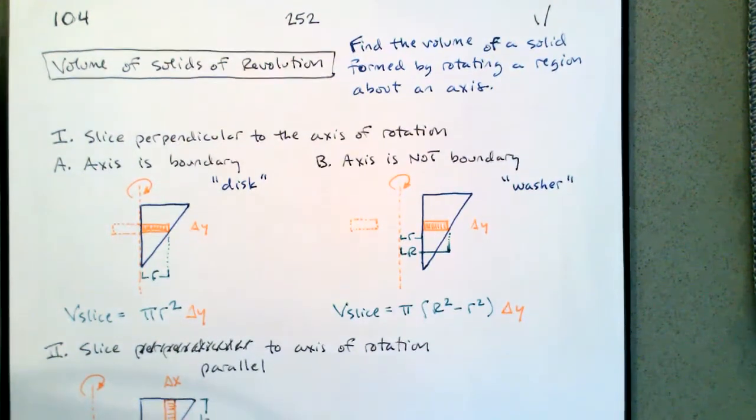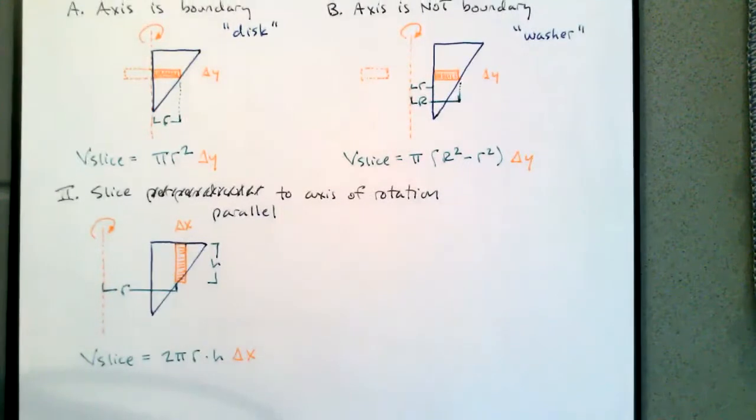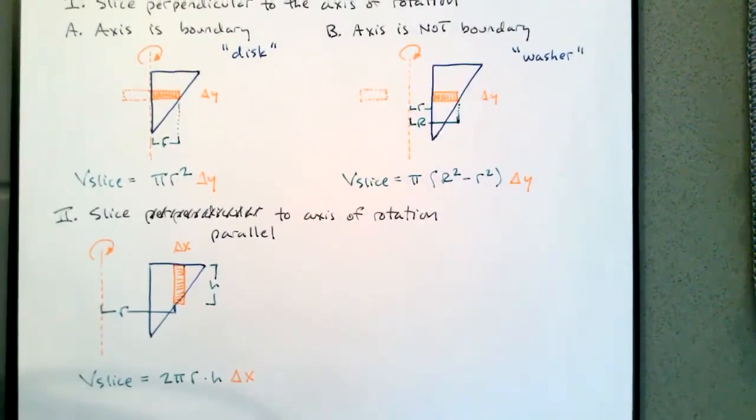When we're slicing parallel to the axis of rotation, we're not concerned if the axis is a boundary or not. If the axis is a boundary, then R starts at 0. If the axis is not a boundary, then R doesn't start at 0, but we use the same starting place.